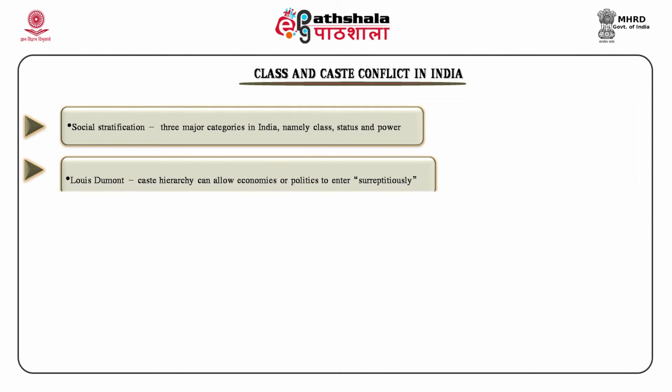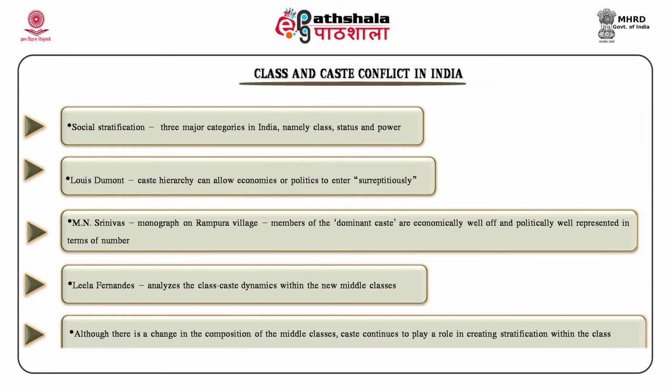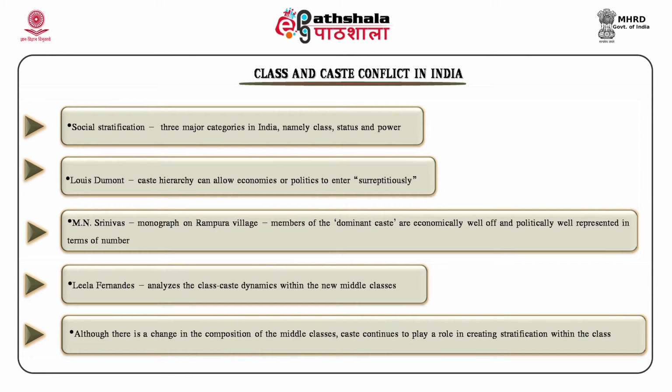Following the Weberian scheme, sociologists have studied social stratification under three major categories: class, status and power. In the Indian context, it is significant to remember that caste, class and power intersect with each other, shaping the manner in which they determine the lives of the poor. As Dumont argues, caste hierarchy can allow economics or politics to enter surreptitiously. Thus, our understanding of social stratification must not be governed principally by the notions of hierarchies of order and conformity. Otherwise, social conflict involving caste, class and politics will remain outside the purview of social stratification. It is also evident in M.N. Srinivas's monograph on Rampura village that if members are of the dominant caste, then they must also be economically well off and politically well represented in terms of numbers.